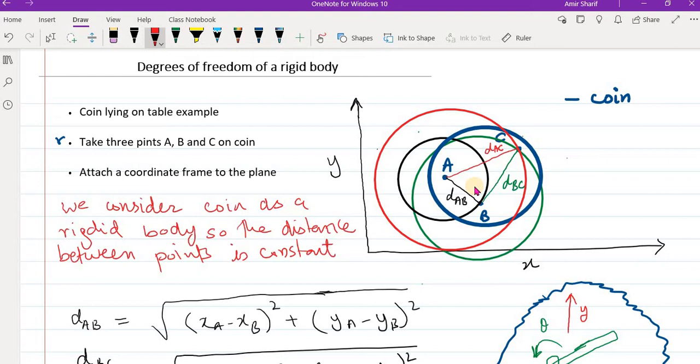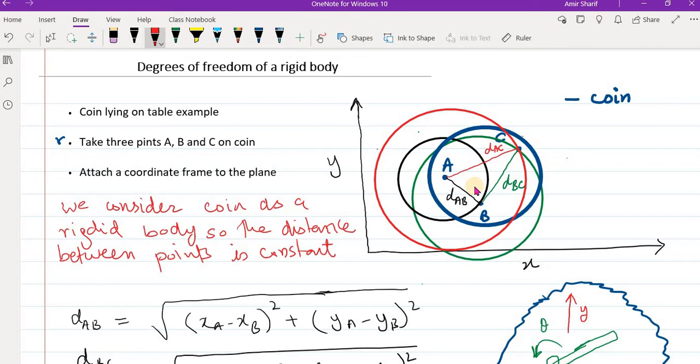Okay, so this distance will always be constant. It means B can be here, here, anywhere along this dark circle. It can have any position, but it cannot go outside of this circle, and also it cannot go inside of this circle. It must be on the circumference of this dark circle because it has a constant radius.